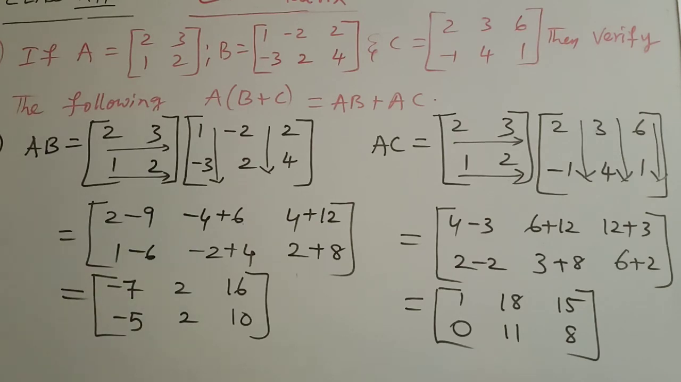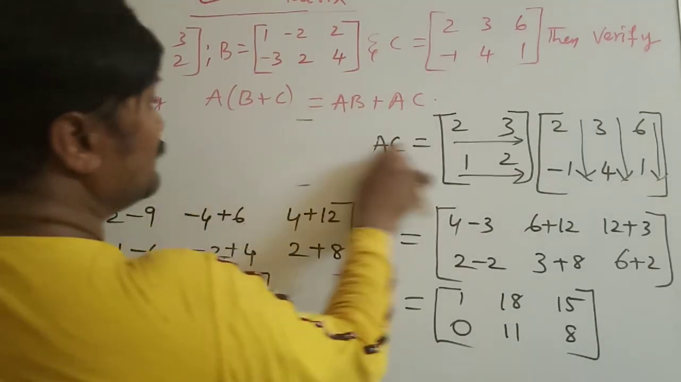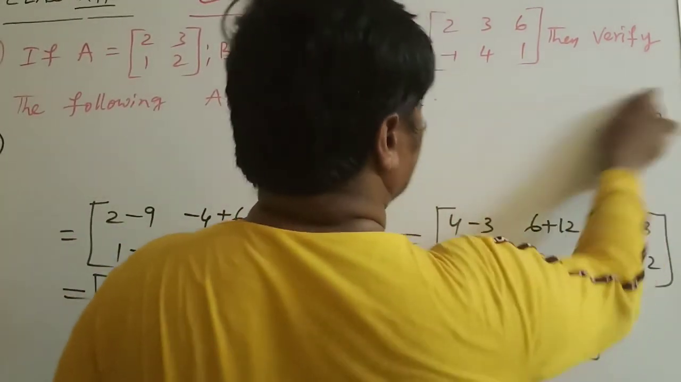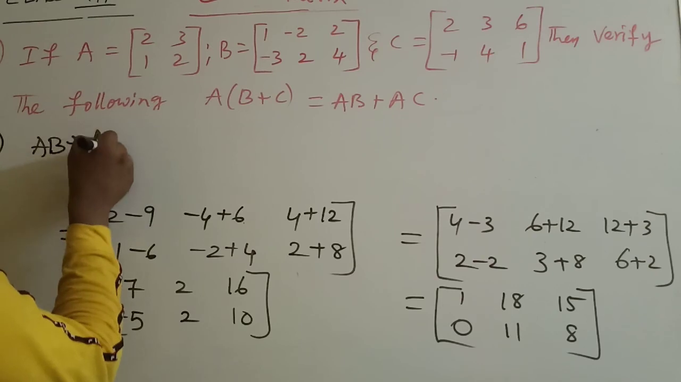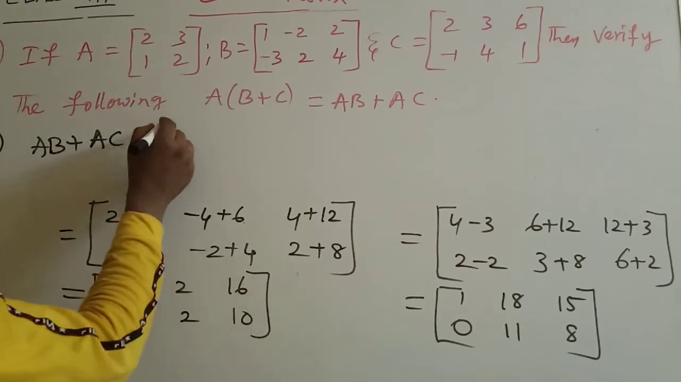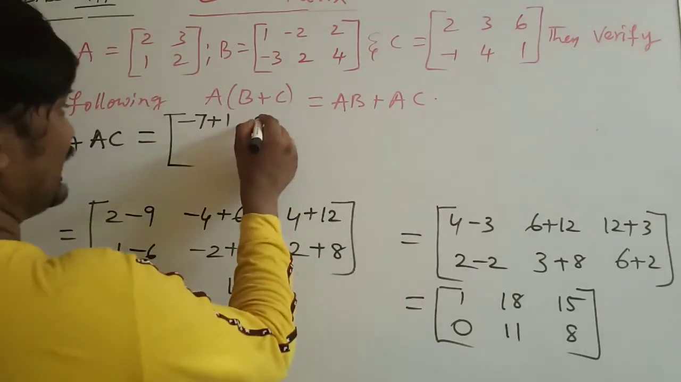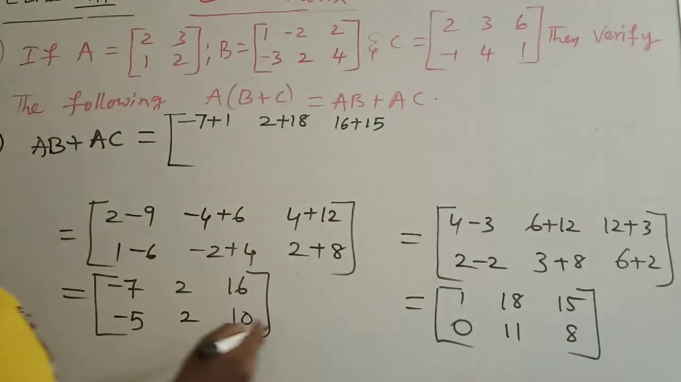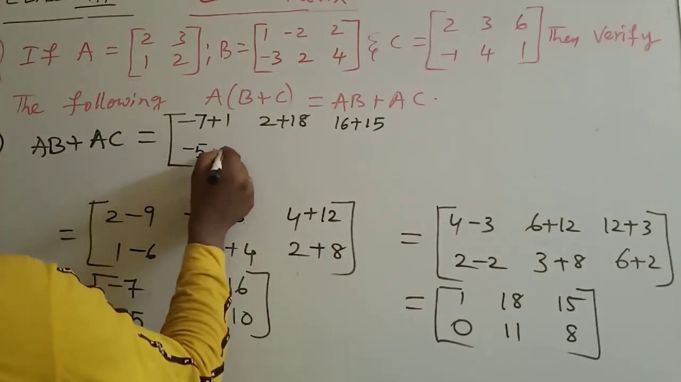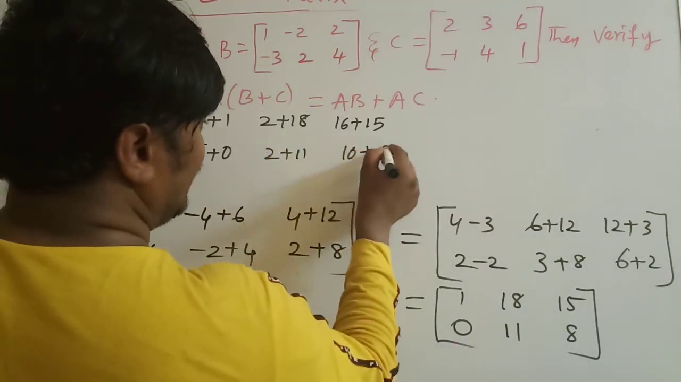So let me add here so that you can understand clearly. So now the first part I'll rub and I'll write here your AB plus AC answer. Okay, so let me write so that you can understand clearly. So now here AB plus AC, that is equal to, add now directly, I can add and I'll write the answer. So minus 7 plus 1, another one 2 plus 18, next one 16 plus 15, next one it is minus 5 plus 0, next 2 plus 11, next 10 plus 8.